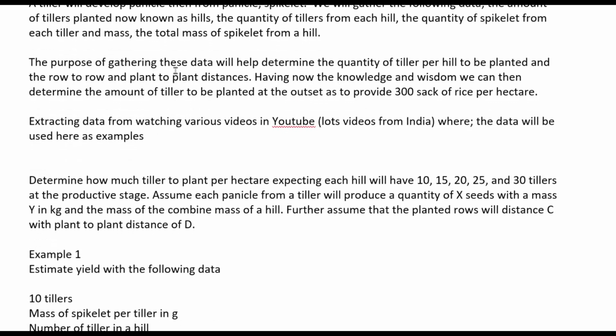Now, the purpose of gathering data is how much to plant and the distance between rows and plant to plant distance. Once we know this, we can then go and figure out and say we want 300 sack of rice per hectare. Each sack is 50 kg, 50 kilogram.